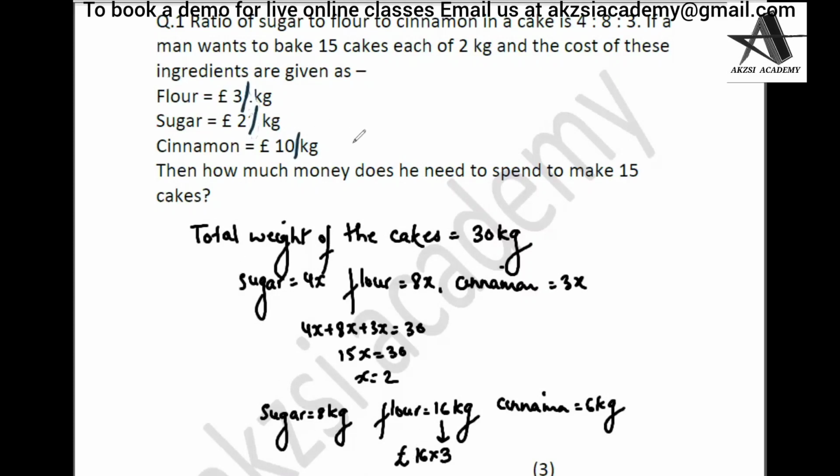For sugar, it's 2 per kg, that means 8 into 2, which is 16 pounds. And cinnamon, it's 10, that means 10 into 6, which is 60 pounds. So how much total does he have to spend? He has to spend 16 plus 48 plus 60. Total 124 pounds. So he has to spend a total of 124 pounds. Let me move on to the next question.